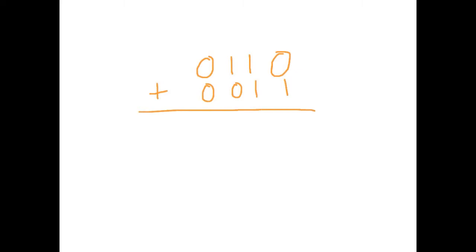So a 0 and a 1 is 1. A 1 and a 1 is 0. Carry the 1. A 1 and a 1 and a 0. So a 1 and a 1 is a 0, carry the 1. We're not adding anything more to that. So we do the 0, carry the 1. 1, 0 and 0 remains a 1.